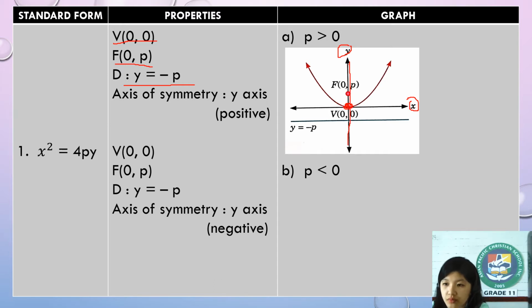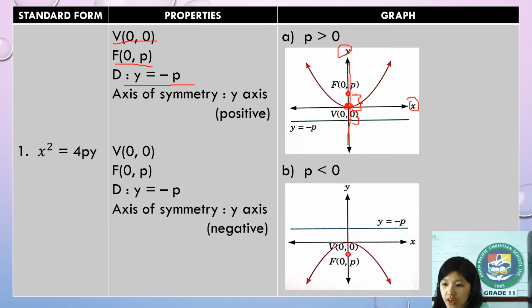Then, ang magiging directrix natin ay nandito sa baba, negative. Kasi ang distance from dito sa ayan, dyan, same distance. Next, kapag p is less than 0, we have opens downward. Ayan, yung ating directrix, ito yung ating focus, vertex again, nasa origin, then opens downward.